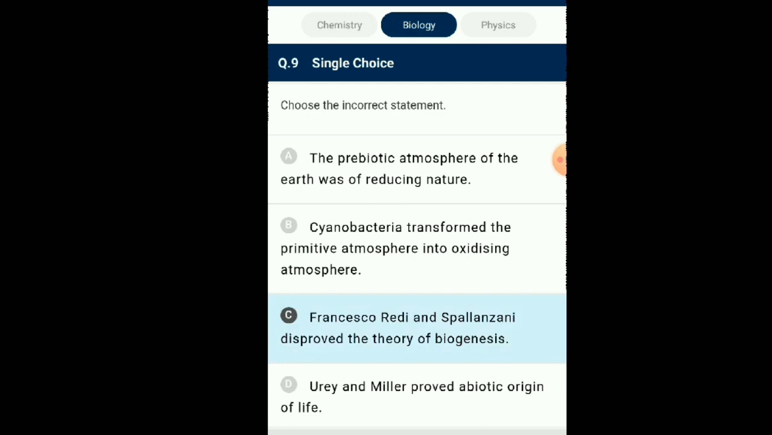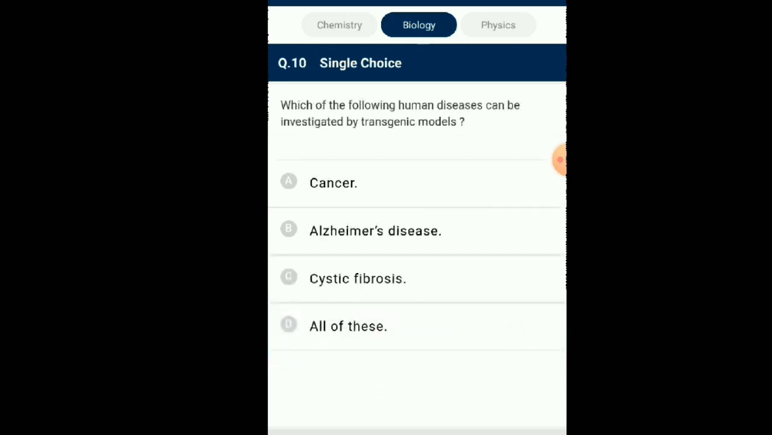Francesco Redi and Spallanzani disapproved the theory of biogenesis. Question number 10. Which of the following human diseases can be investigated by transgenic models?